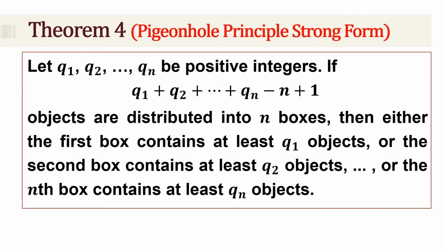We also have the strong form of the pigeonhole principle. So, we let q sub 1, q sub 2, up to q sub n be positive integers. If q sub 1 plus q sub 2 plus up to q sub n minus n plus 1 objects are distributed into n boxes, then either the first box contains at least q1 objects, or the second box contains at least q2 objects, or the nth box contains at least q sub n objects.